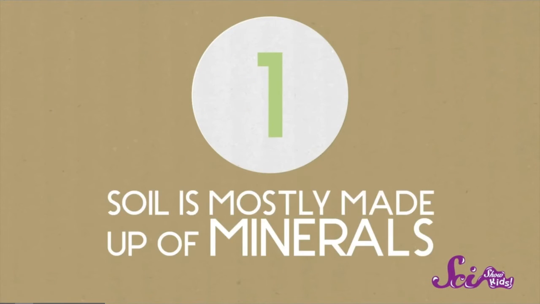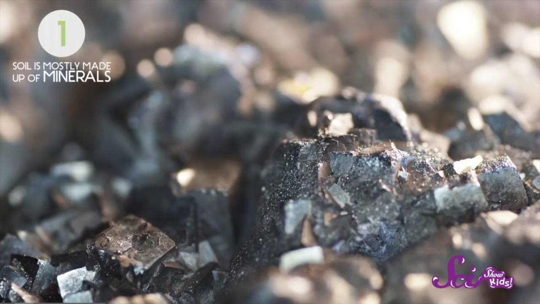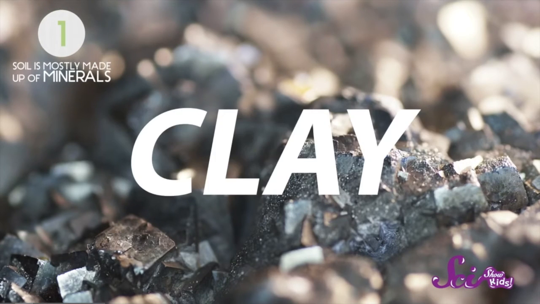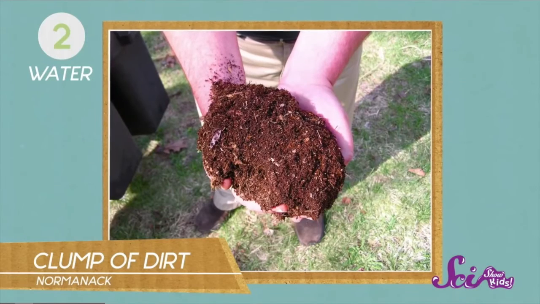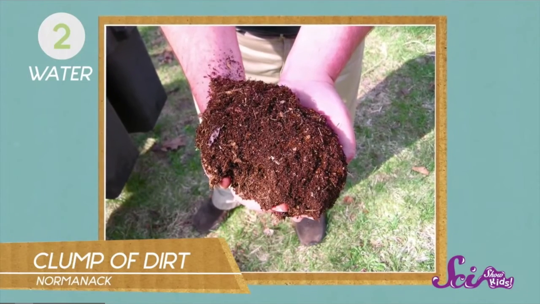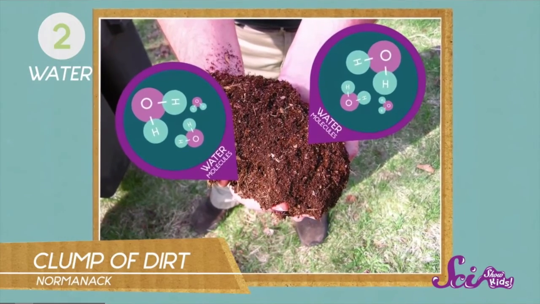Mostly, soil is made up of minerals. Minerals are hard, stony substances that form things like rocks, sand, and clay. The next big part of soil is water. That's right, even if a clump of dirt doesn't seem like mud to you, it actually has water in it. All living things need water to survive, and soil does a great job of holding on to water for plants, animals, and other things that live in it.